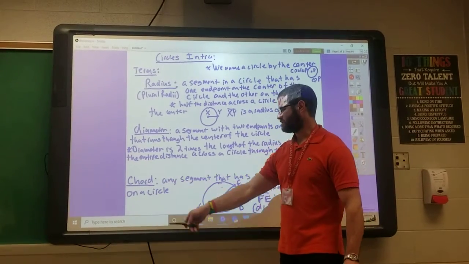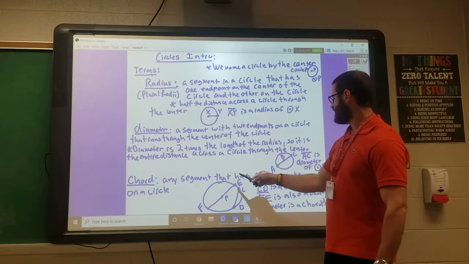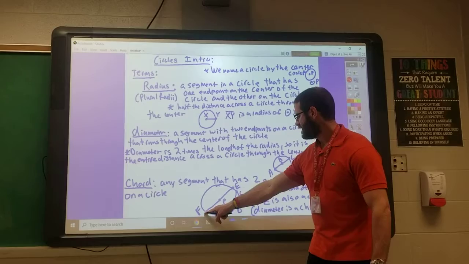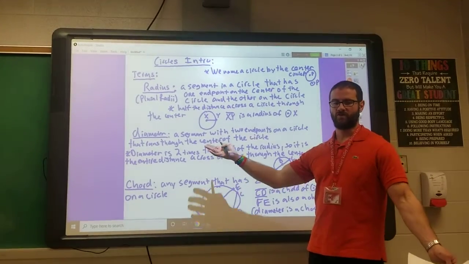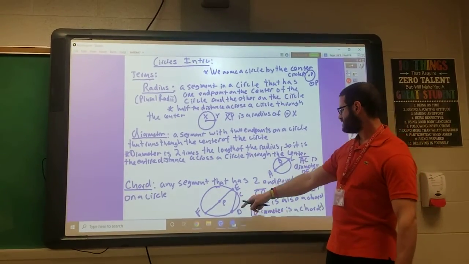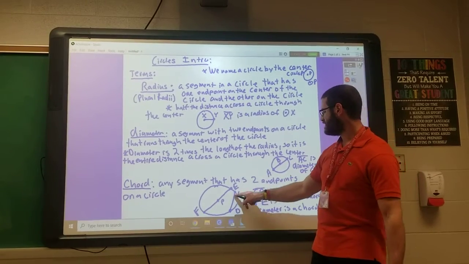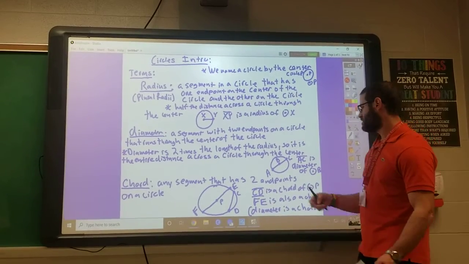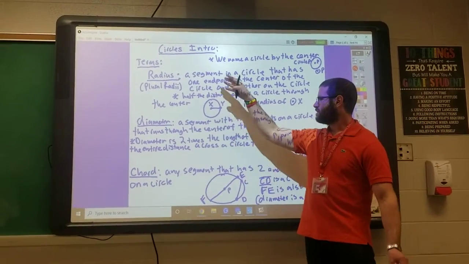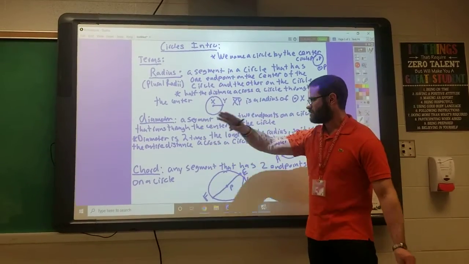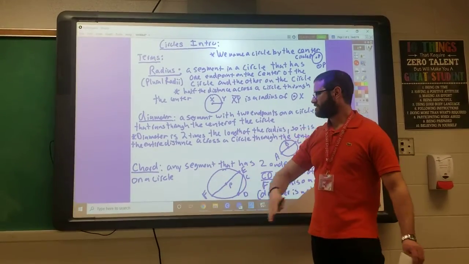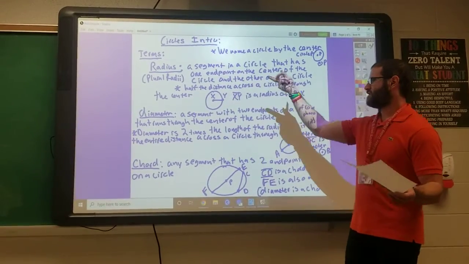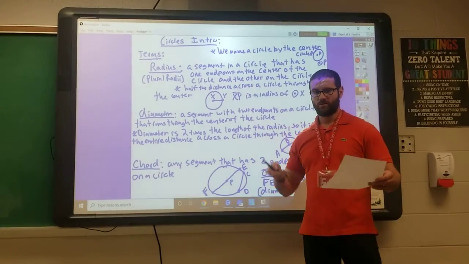What is a chord? It's any segment that has 2 endpoints on the circle. A diameter, like FE, is also considered a chord. It's just a specific type of chord. But a chord doesn't have to go through the center. Like segment CD is also a chord because it has 2 endpoints on the circle. Part of what you'll be doing is identifying a radius, a diameter, and a chord, and also doing some calculations, where you're given the radius or the diameter and have to find one or the other.